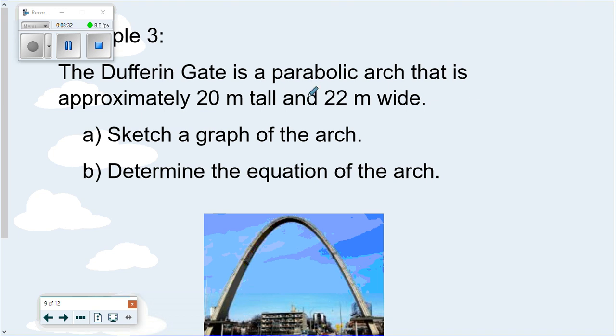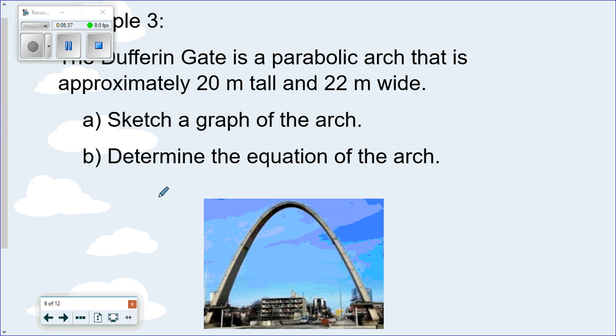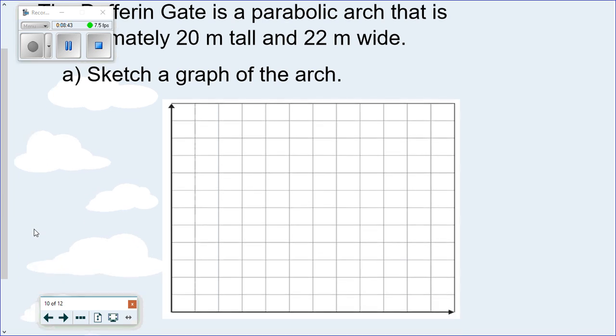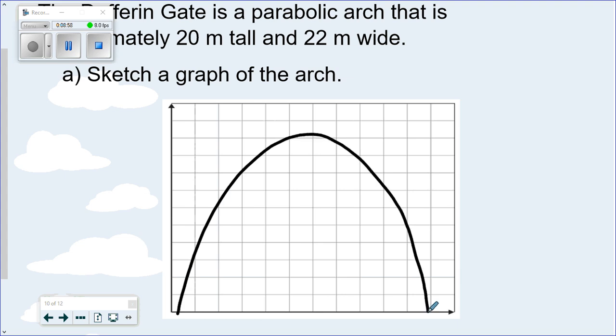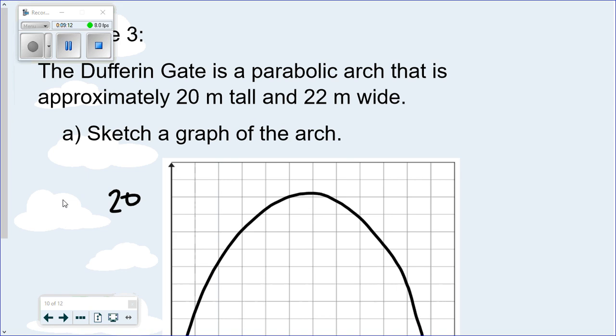Dufferin Gate is a parabolic arch that is approximately 20 meters tall and 22 meters wide. So we're going to sketch a graph of the arch. Oh, is it on the next page? Hey, look at that. 20 meters tall and, oh, whatever. So I'm being lazy here, and it's going to look something like that.